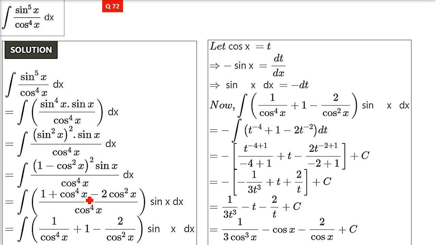So I have taken cos x equals t way earlier. So these are 72 questions we have done. I hope you have a better idea now.